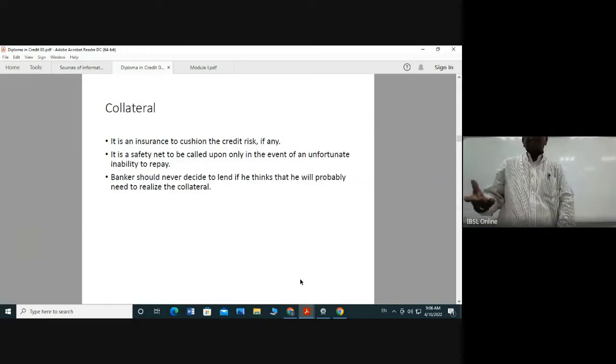Then the collateral, yes, we have discussed this one. It is an insurance to cushion the credit risk, if any. It is a safety net to be called upon only in the event of an unfortunate inability of the customer to repay the loan. A banker should never decide to lend if he thinks he will probably need to realize the collateral. Actually, the first way out should be the cash flow of the customer. Only if that fails can we go for the second way, that is, realization of the collateral. So always, before granting, you must see whether the customer has repayment capacity. You have to establish that.